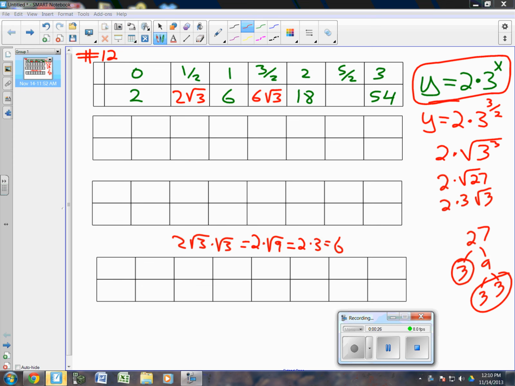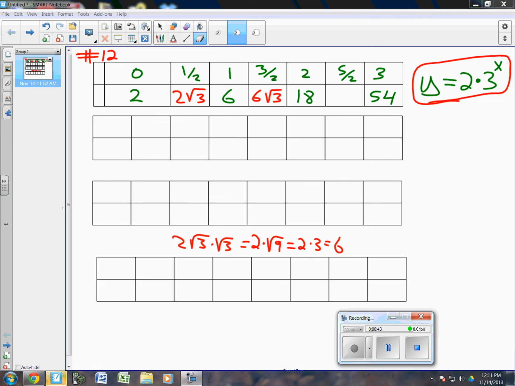Okay, that produces this thing right here. But we also learned we can get it by multiplying by the square root of 3 each time. Or we can use the rational exponents. Like the next one's going to be 5/2. So let's do the next one to the 5/2 power. So we have y equals 2 times 3 to the 5/2 power.